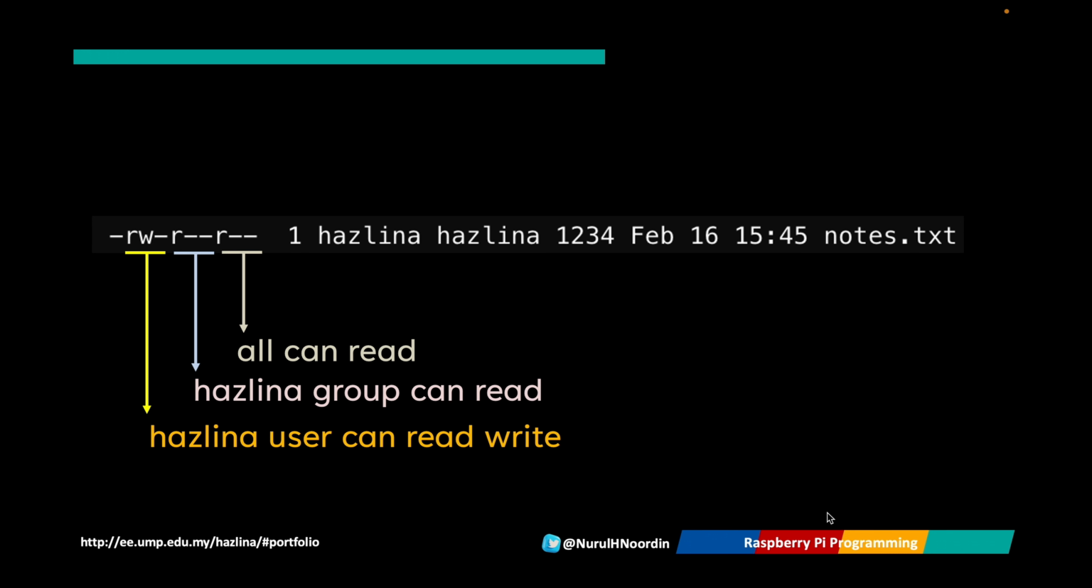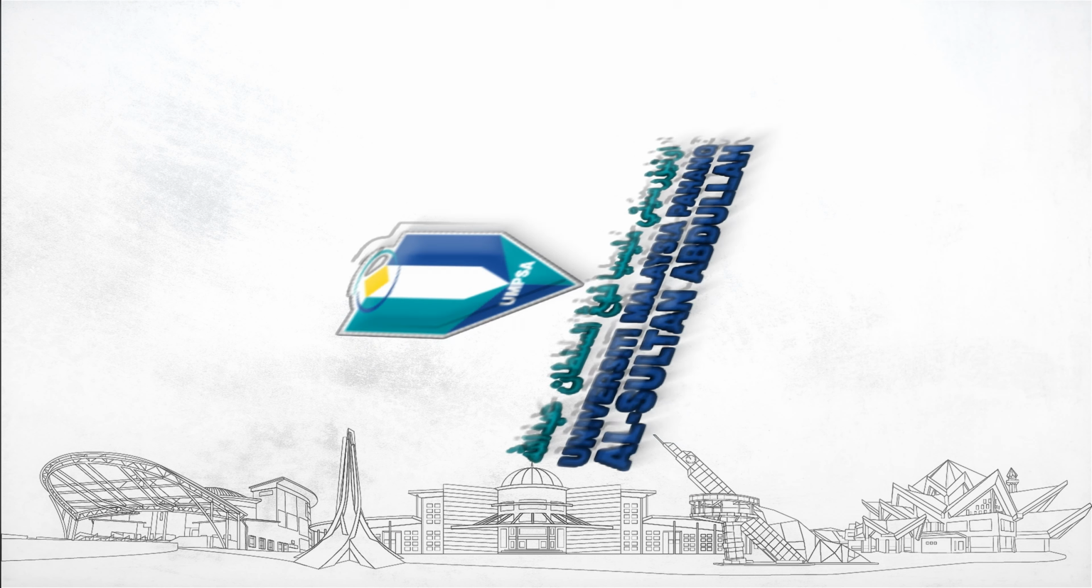These permissions ensure that only the file owner, Hazlina, can make changes, while others can only read the content. So here, what it means is that for the file notes.txt, the owner, Hazlina, can read or write, while the groups and others can only read the file.